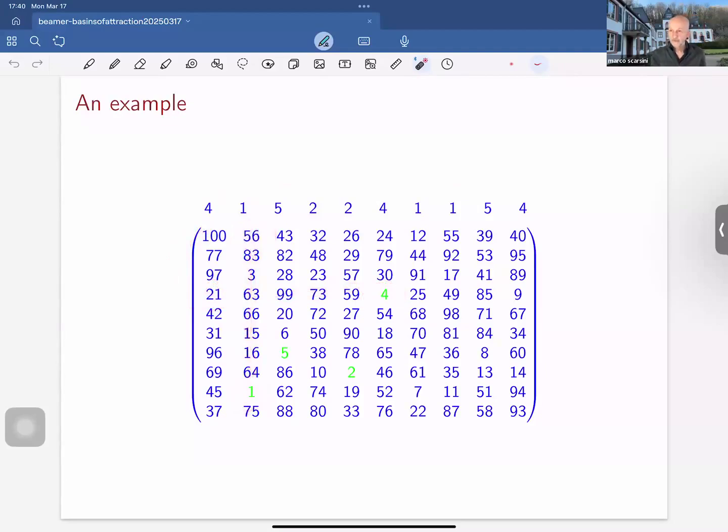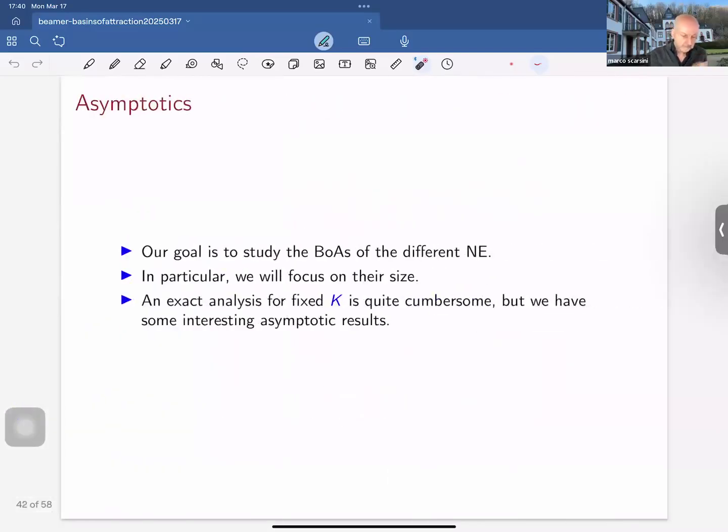So some columns lead to 1. There are 3 columns that lead to 1. Some columns lead to 2. Some columns lead to 4. And 2 columns lead to 5. 3 is not a Nash equilibrium because it's not a local minimum on the column.